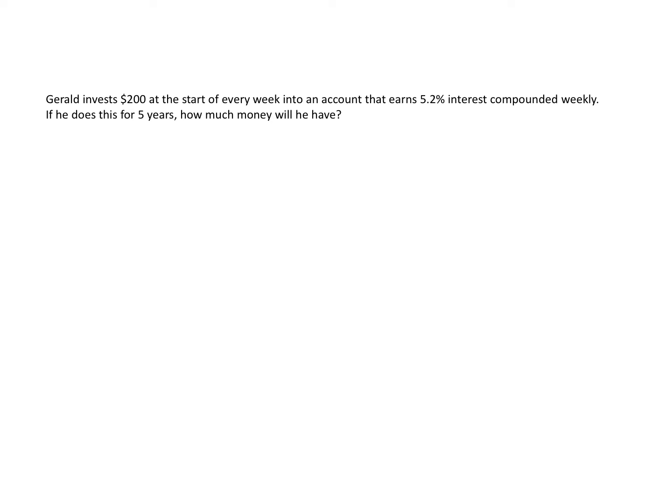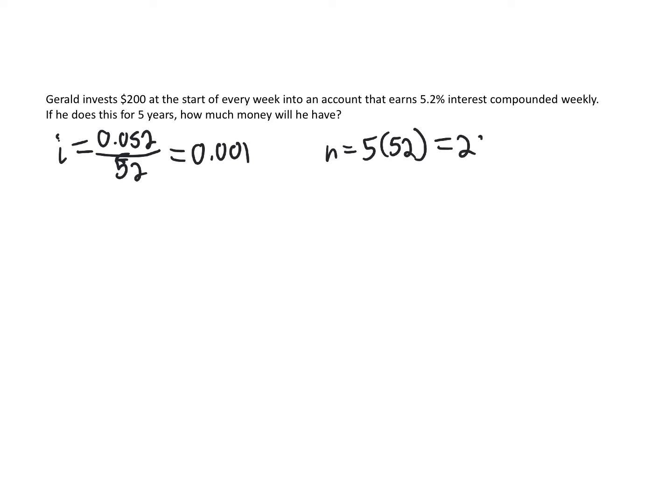Now this is an annuity due because he's investing at the start of every week. So it's the start of the payment period. That means annuity due. Now this one's an easier one because the compoundings are weekly and the payments are weekly. So we don't have to adjust I. So I will be 0.052 divided by 52, which is 0.001, and N equals 5 times 52, which is 260.